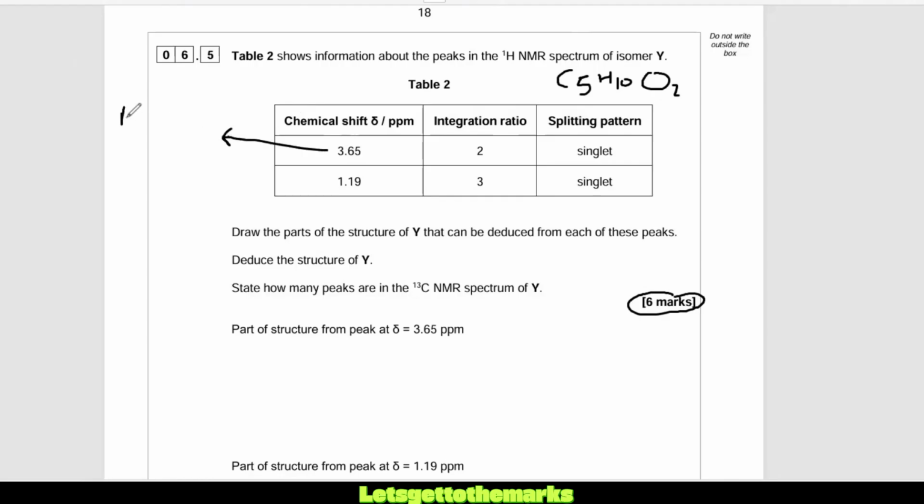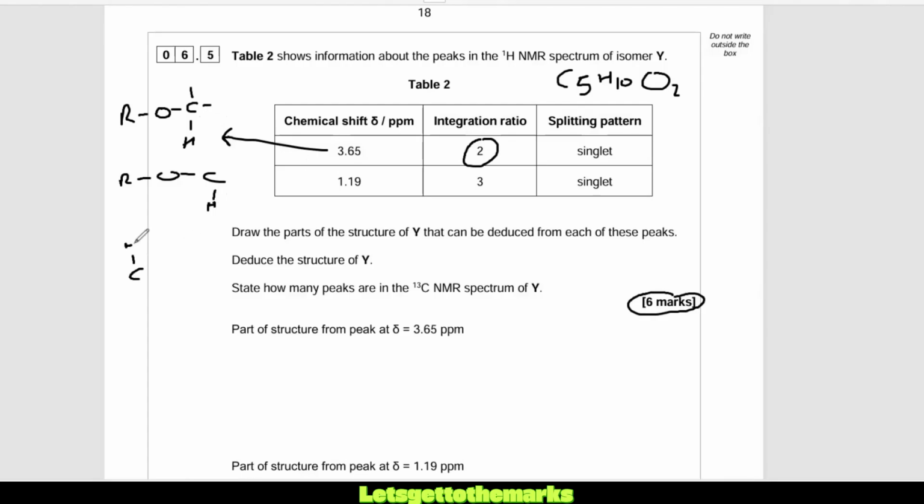The 3.65 told us that it had to be the RO group, which we could see from our chemical shift data. Now, the fact that it had an integration ratio of 2 tells me that there's going to be 2 of these O groups. More than likely, I'm going to end up with 2 of them because the integration ratio was 2. Why does that mean I'm going to end up with 2 of these? We'll come on to that. The total integration ratio is 2 and 3, which is 5, and that is half the amount of hydrogens.